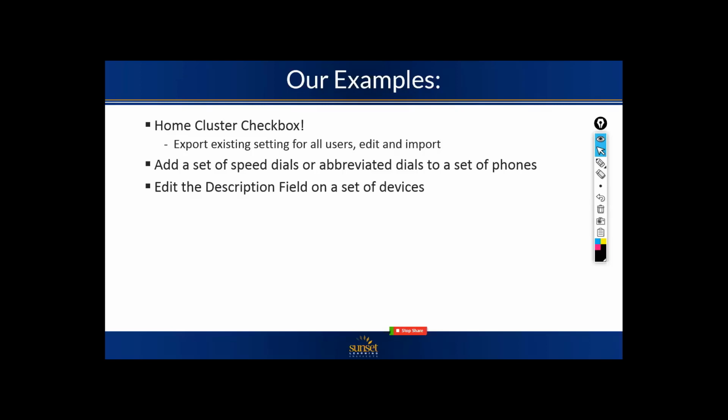But they wanted to have a common set of abbreviated dials, the same, I think it was 63 of them, on every single phone. And they were department numbers really. And so, how do I deploy that kind of a list of 63 different abbreviated dials on all of my phones? So we're going to look at how to do that. And then editing the description field on a set of devices. Again, we're talking about a set, not every single device, but just a certain set of devices.